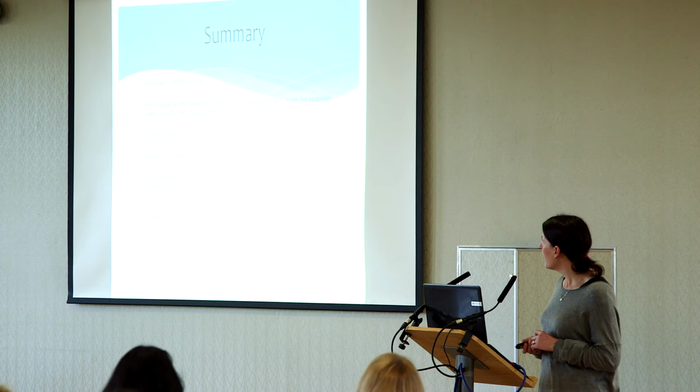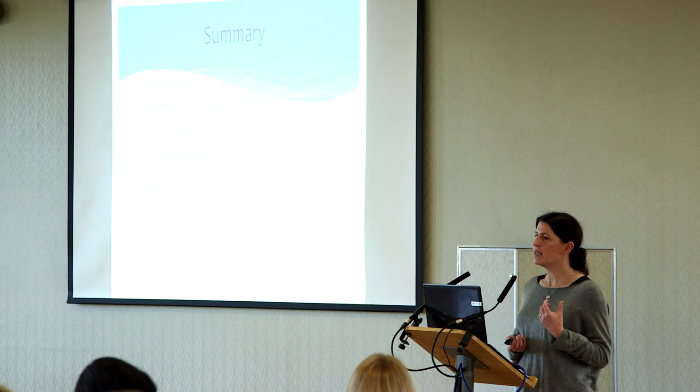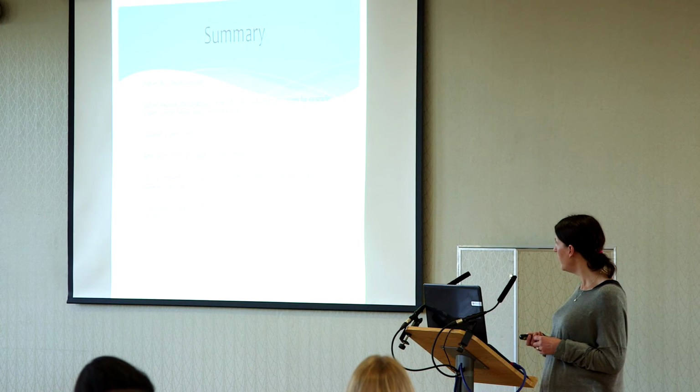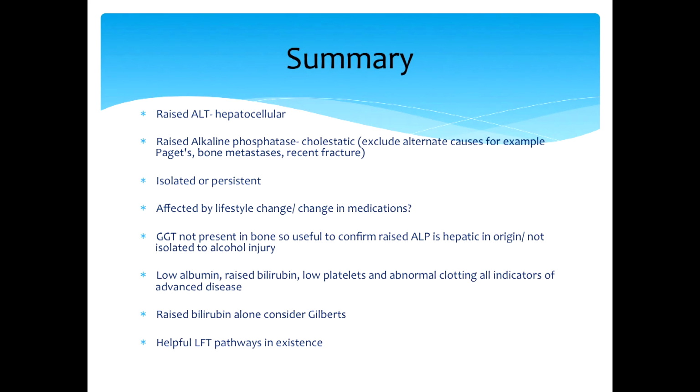So just to summarise, if you're looking at a raised ALT, it's most likely because of injury direct to the liver cells. Raised alkaline phosphatase is normally because of a cholestatic cause, but remember differential diagnosis. Is it isolated or persistent? So if I'm sitting in clinic and I have a referral with an abnormal ALT, the first thing I will do is look back to see the pattern. And you go back as far as you need to.